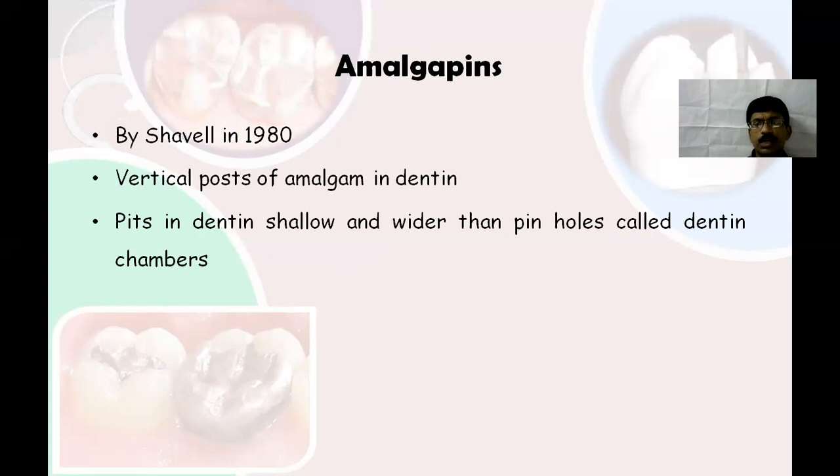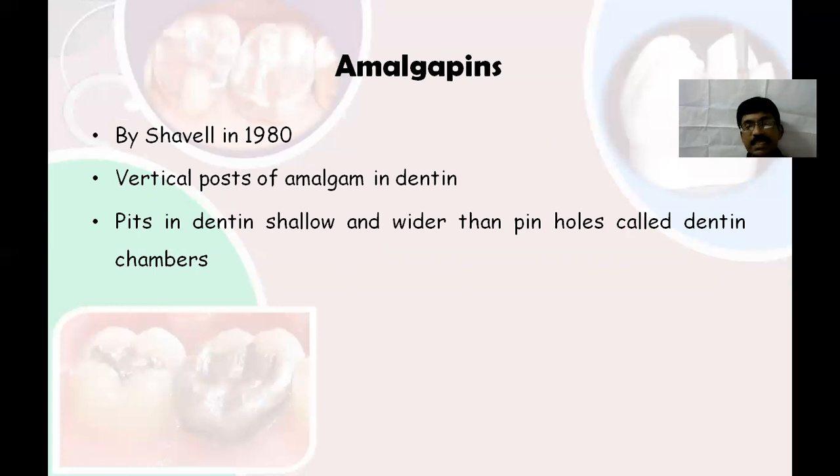Next we come to what are known as amalgam pins. Amalgam pins were first described by Chauvel in 1980. These are vertical pores of amalgam in the dentine. They are not pins, but vertical pores of amalgam. These pits in the dentine are shallow and wider than pinholes, and are called dentine chambers. Into these dentine chambers, we fill amalgam. These are called amalgam pins.